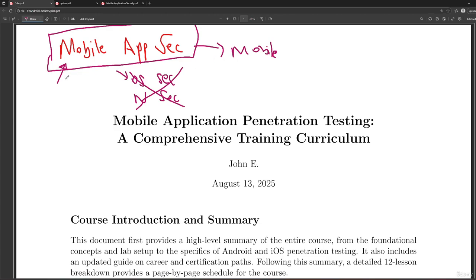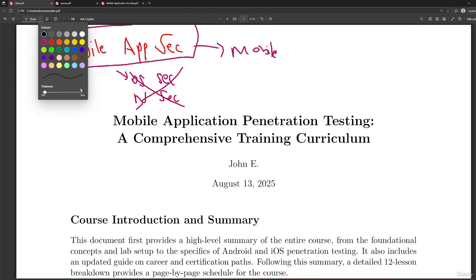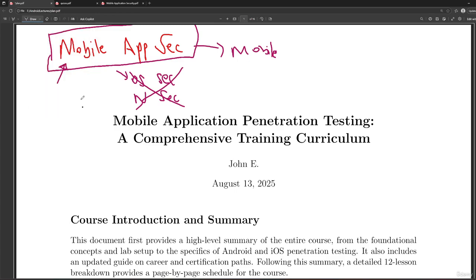And like I said, what you need to know is that I want you to understand web application security basics. If you know web application penetration testing and security, it will be very easy to understand mobile application security. And if you are unfamiliar with it, I really suggest you at least read something, or talk with ChatGPT, or get the basics.